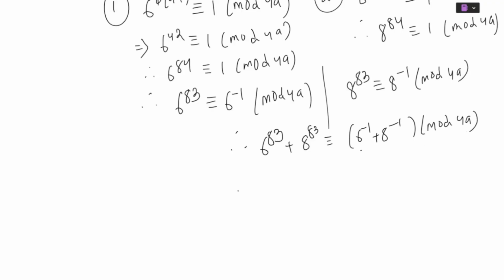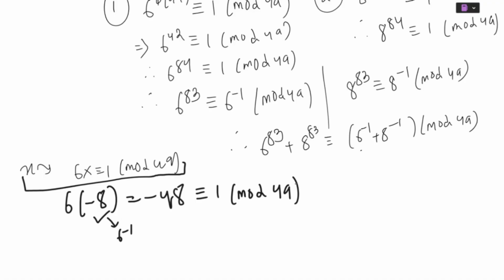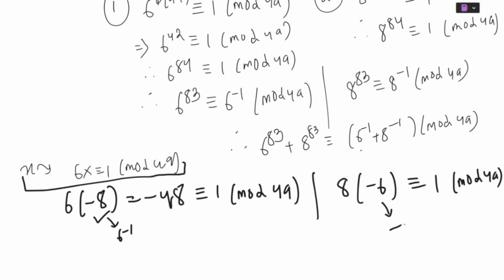Now, how do you find 6 inverse? 6 inverse is simply a number x such that 6x is congruent to 1 mod 49. We can find such a number. I've changed the pen here because the previous one was not working well. If you see, 6 times minus 8 is minus 48, and minus 48 is 1 mod 49. So minus 8 is 6 inverse. Similarly, doing the reverse, 8 times minus 6 is minus 48 again, which is again 1 mod 49. And therefore minus 6 is 8 inverse.